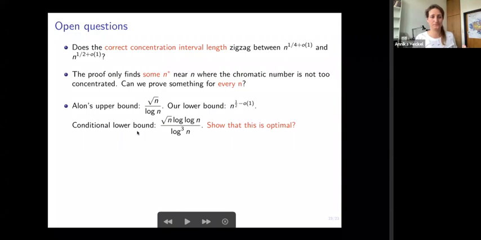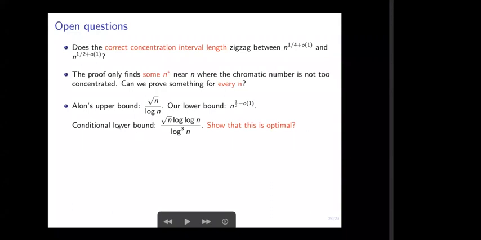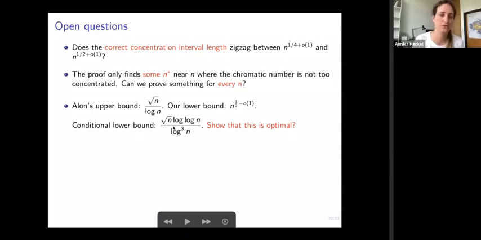Now, as I said, we think we can push the method all the way to what we think is the optimal result, but of course we can't prove this is optimal. So it would be nice to close the gap between this and Alon's upper bound. These two only differ by log squared now, but they're still different.